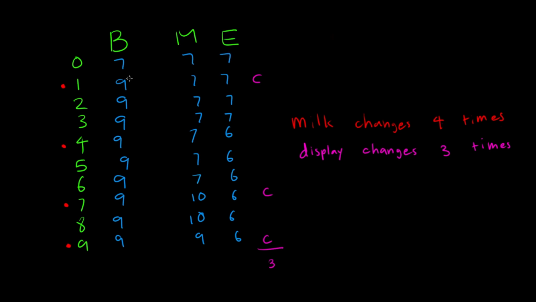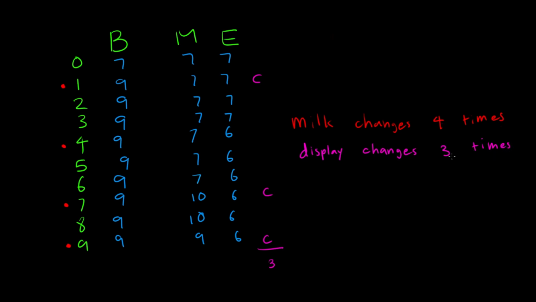And on day 1, Bessie's milk production increases by 2. Then on day 4, Elsie's milk production drops to 6. Then on day 7, Mildred's milk production increases by 3. And then on day 9, Mildred's milk production decreases by 1. So you can see that the milk production changes in 4 spots, and that's the red. Milk production changes here, here, here, and here. But the display changes 3 times, here, here, and here. So the milk changes 4 times, but the display changes 3 times.